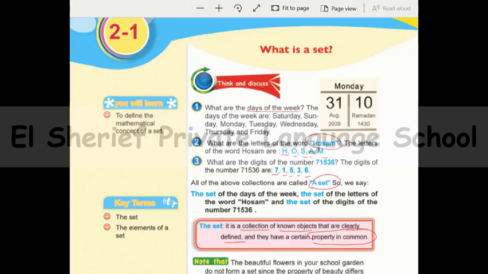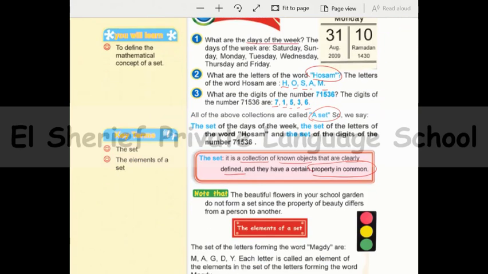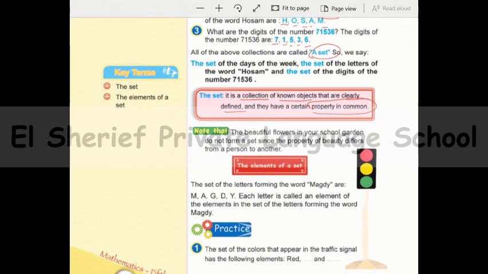The certain property in common. Like what? We can say the beautiful flowers in your school garden are a set. That is different from one person to another. We can say the white flowers, or the red flowers, so that is different from person to person. That means this is not a set, because it is not clearly defined.